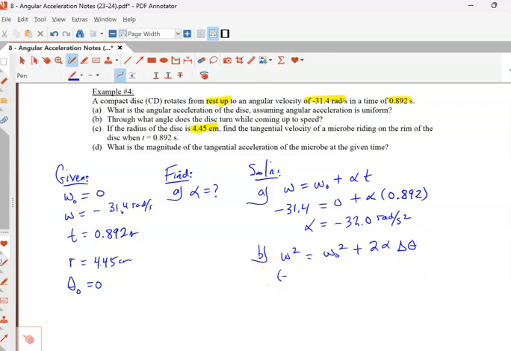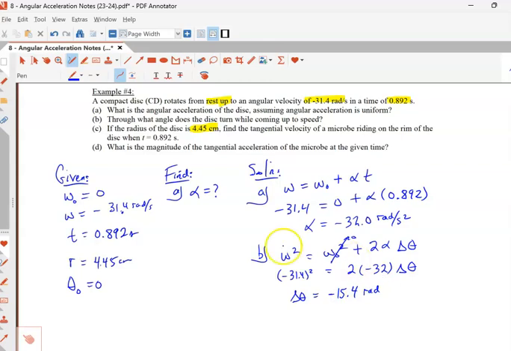So we have negative 31.4 squared, equals 0, so this whole term goes to 0. Okay, we have 2, and then we have calculated alpha, negative 32, and delta theta. So delta theta will be equal to an angle of negative 15.4 rads.